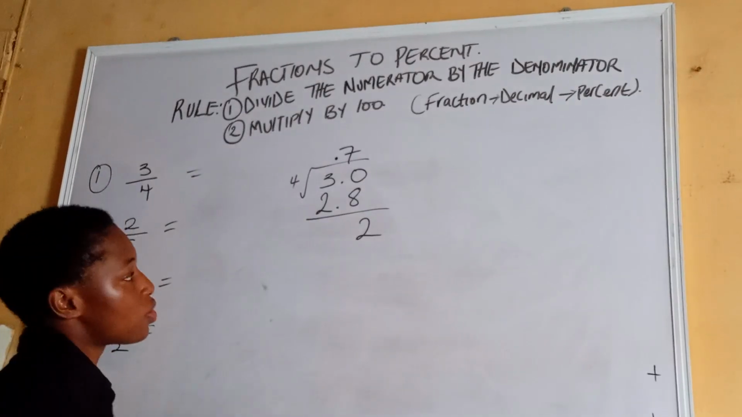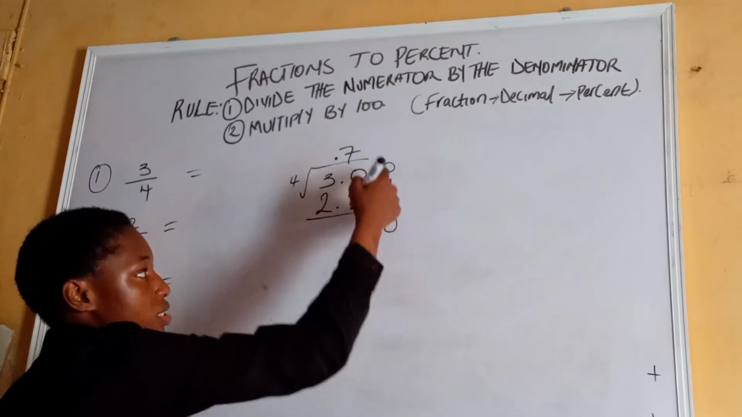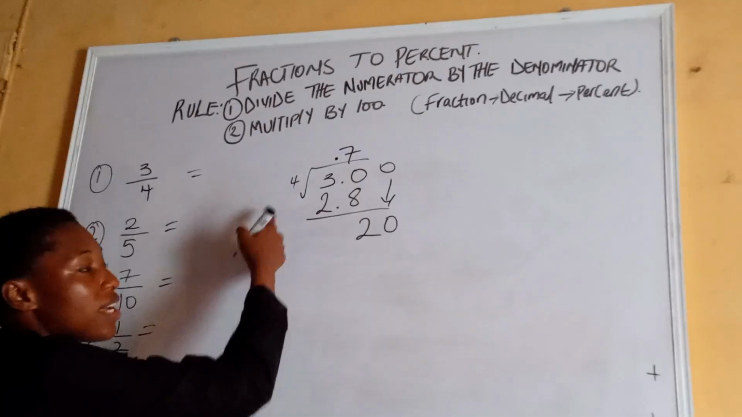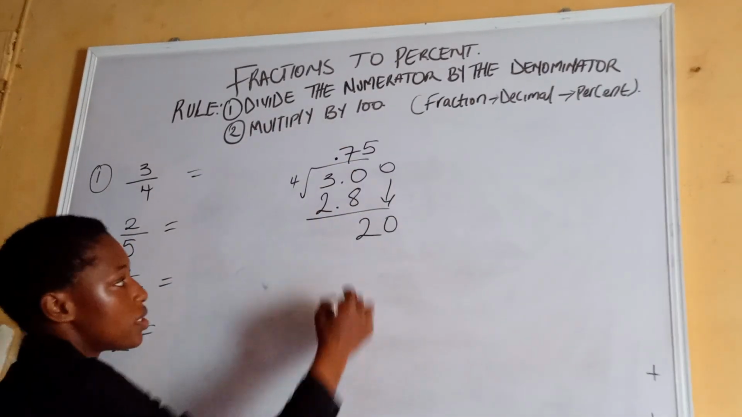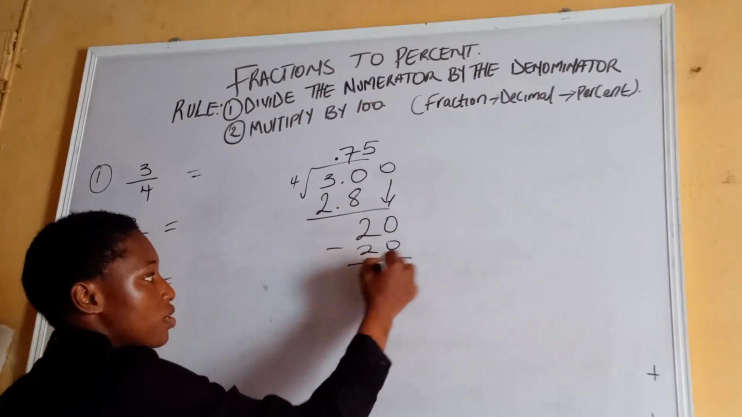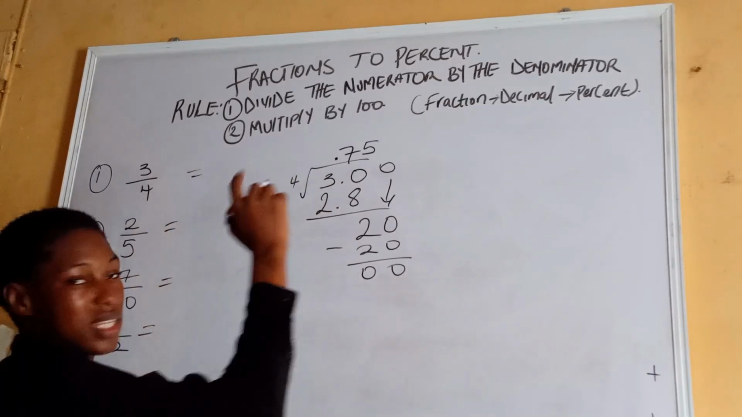It doesn't work. So you have to what? Introduce 0 to it again. So bring 0 down. 20 divided by 4 is what? That's 5. 5 times 4 is 20. So minus each other, it becomes 0. So our answer is 0.75.